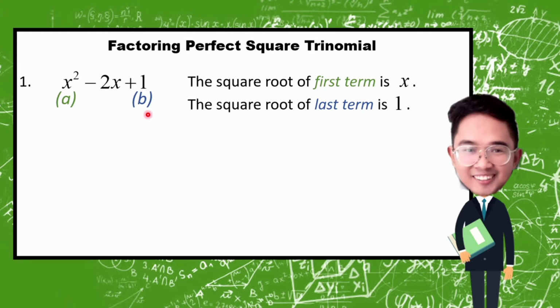After identifying the square root of the first term and last term, let's now proceed with the second step. Let's have the parenthesis here, quantity squared. Input the square root of the first term, which is x. Then, look at the middle term. Since the middle term here is negative, therefore, the sign that we are going to use here is negative or minus. And then, just input the square root of the last term, which is 1. Therefore, the factors of x squared minus 2x plus 1 is equal to the quantity of x minus 1 to the power of 2. Let's proceed to the second given.